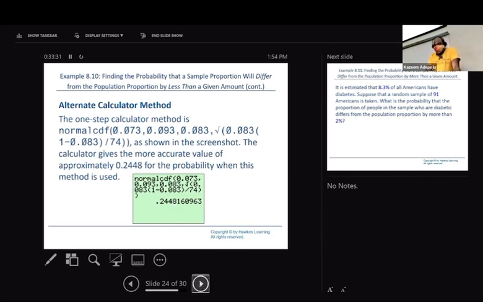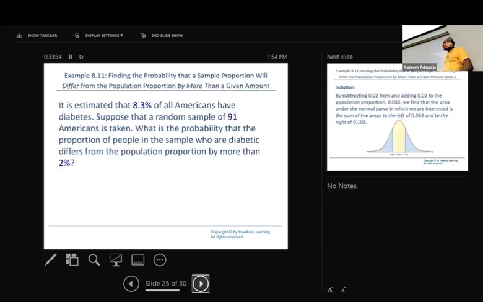Okay, the next one is finding the probability that a sample proportion differs from the population proportion by more than a given amount. And we want to look at this example. It is estimated that 8.3% of Americans have diabetes. Suppose that a random sample of 91 Americans is taken. What is the probability that the proportion of people in the sample who are diabetic differ from the population proportion by more than 2%?